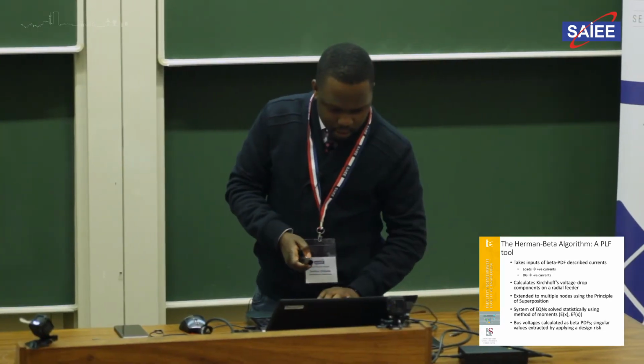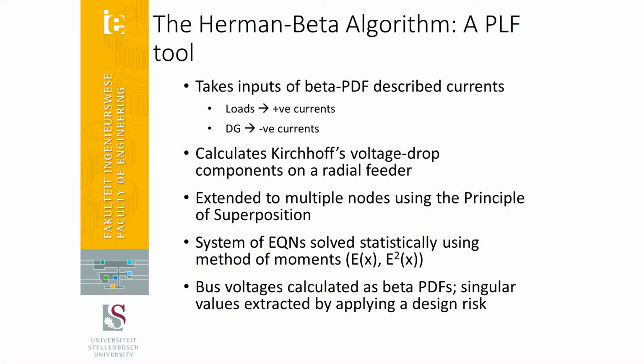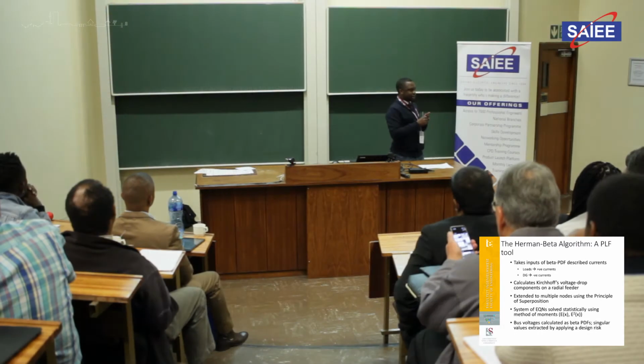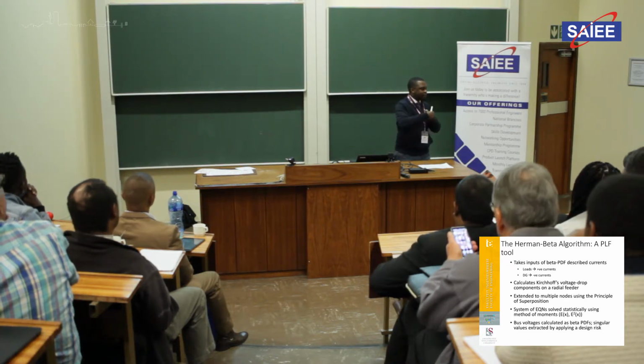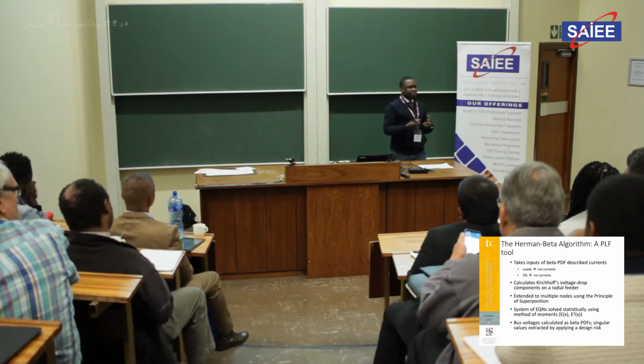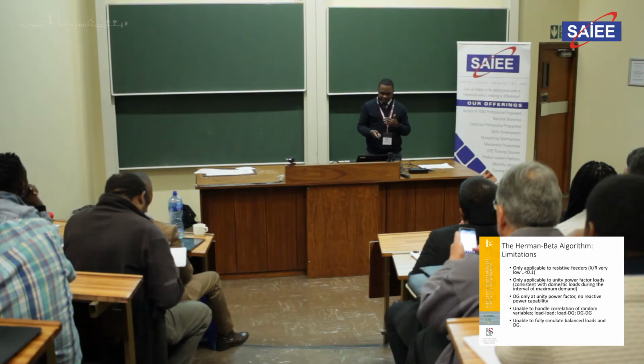Then one of the last aspects I'll talk about is the HBA. I'll just talk about a few things. So the Herman-Beta has been extended now to cater for networks at different voltage levels and to include correlation effects. Also, the HBA was limited only to current modeled inputs. So the question was, what if the loads are constant power? What if they're constant impedance? The algorithm must also be able to cater for those. So we've extended the HBA to cater for those things.